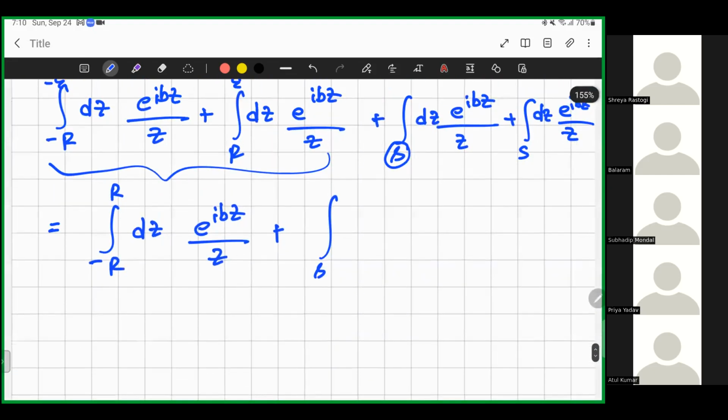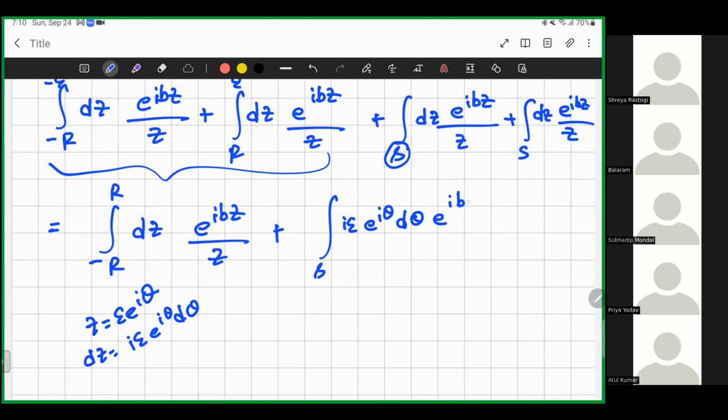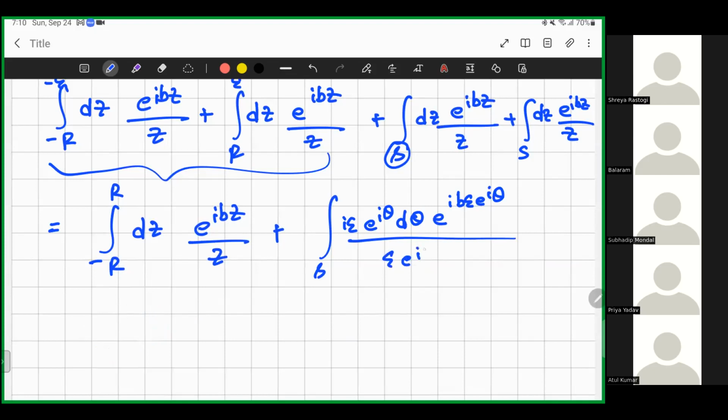If z is epsilon e to the power i theta, then dz will be i epsilon e to the power i theta d theta. So if we put it, d theta e to the power i b epsilon e to the power i theta divided by z. Z is again epsilon e to the power i theta, so this part cancels out. So what remains? This part remains, but we are taking epsilon tends to 0.